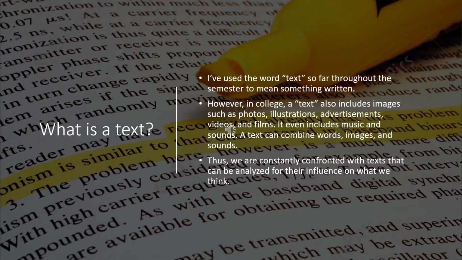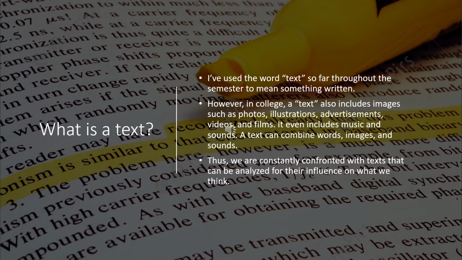Now, as we've been talking about the word text all semester, you may wonder what a text is if we're focusing on something visual. I've used the word so far to mean something written, and that's generally what we think of when we think of a text, like a textbook or any kind of text that you write on your phone. Often it means words. Sometimes, however, it means images. And sending a text could be an emoji.